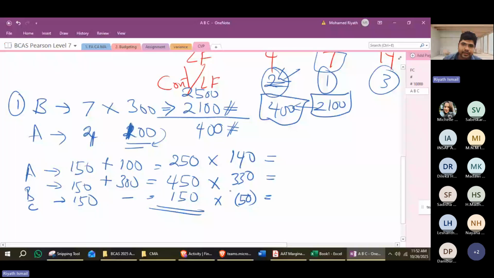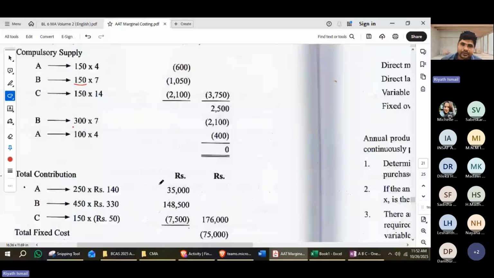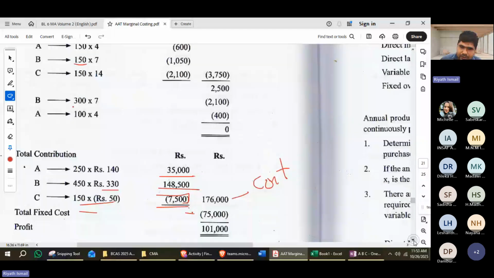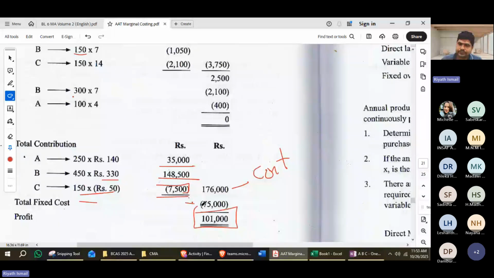Right here, 250 into 140 equal 35,000, and 450 into 330, 148, and it gives us a loss of 7,500. So total contribution we have, contribution is 136 and the fixed cost would be 75,000. So therefore profit for this product mix is 101. Right, 101 is the profit mix, ideal production based on the constraint.